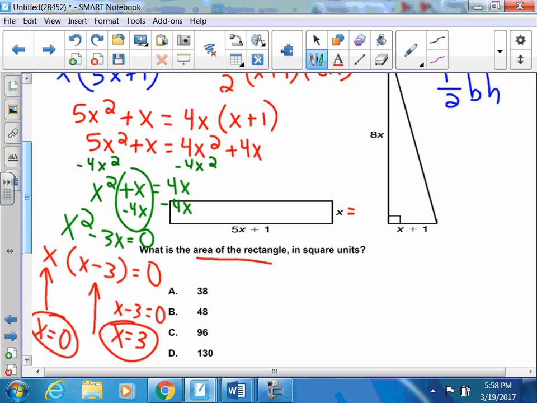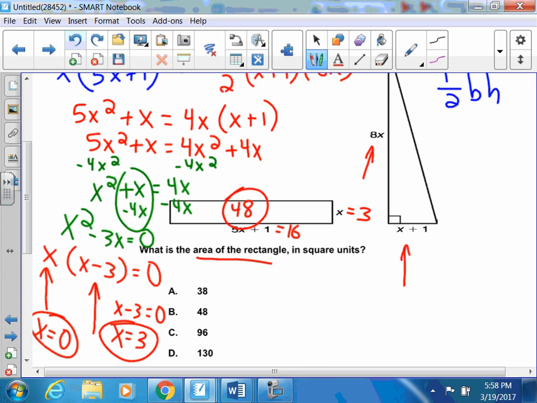So that means this would be 3. And then if x is 3 right here, 5 times 3 is 15. Okay, so 15 plus 1 is 16. And so if you want to find the area of the rectangle, 16 times 3 is 48. Now we're going to double check by plugging it back in up here.